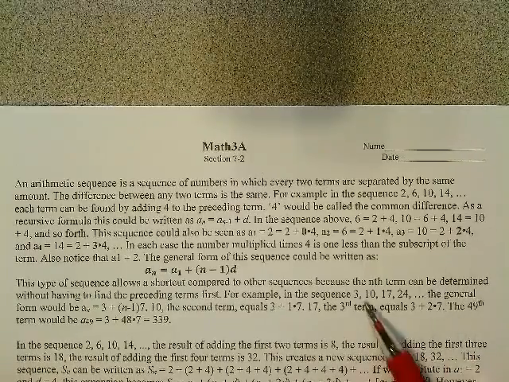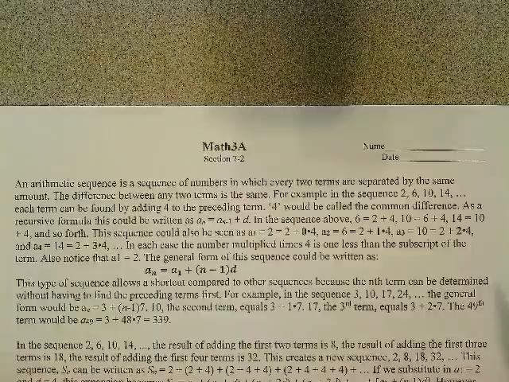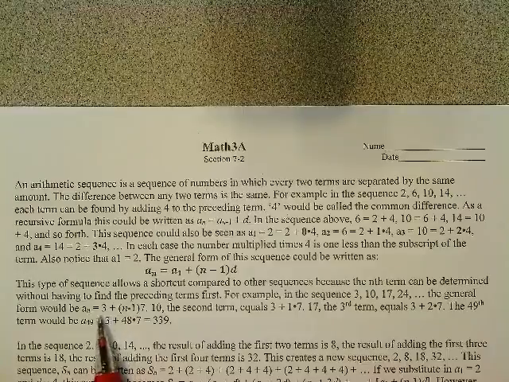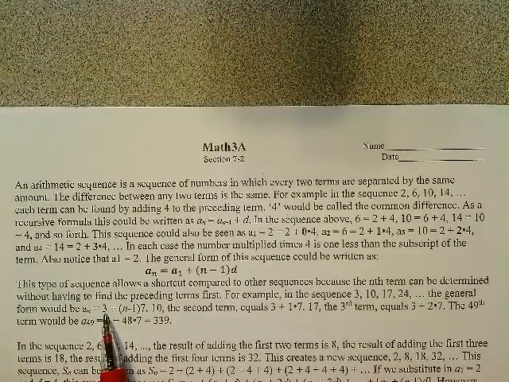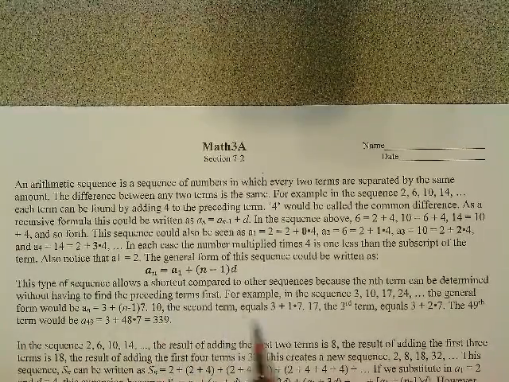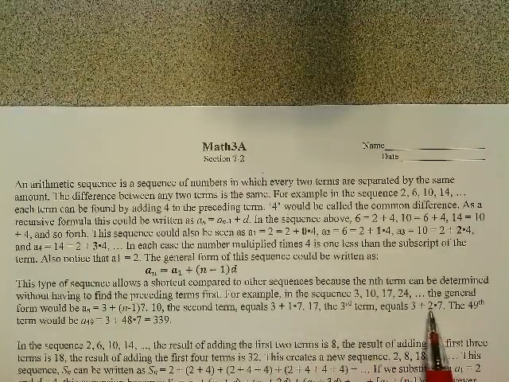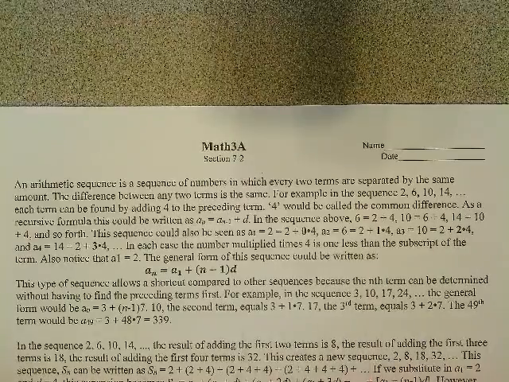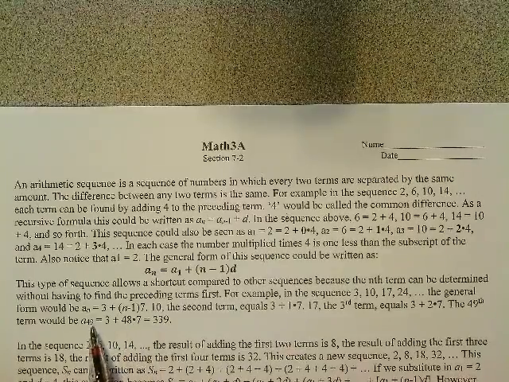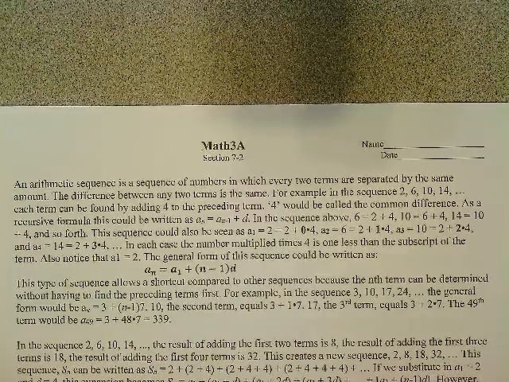For example, in the sequence 3, 10, 17, and 24, note that all of them are different by 7. 3 plus 7, 10 plus 7, 17 plus 7. The general form can be written this way. a_n equals 3, that's the first term, plus n minus 1 times 7. So 10, the second term, would be 3 plus 1 times 7. The third term, 3 plus 2 times 7. Notice this one's always going to be one less than the term. So if I want the 49th term, note the 48 here, one less than the 49. It's 3 plus 48 times 7, which is a total of 339.